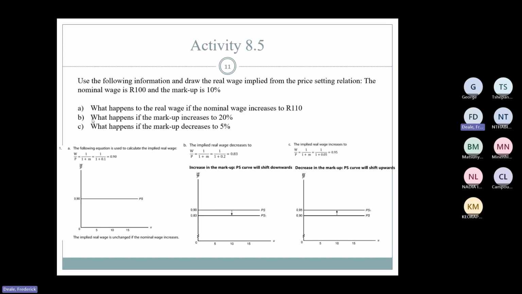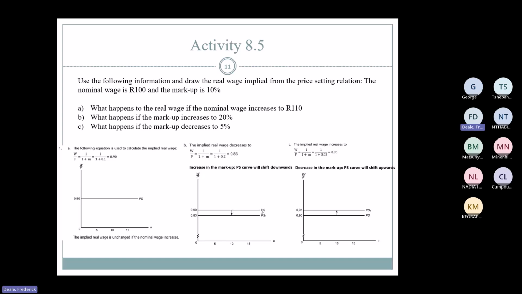Next up, what happens if the markup increases to 20%? We know from our formula that the real wage is equal to 1 over 1 plus M. So then the real wage would be 0.83. Now, graphically, which is also important to be able to do, you need to be able to calculate these and show it graphically. The first one graphically is just that horizontal line at 0.9. The second one is a movement or a shift downwards of the price setting curve.